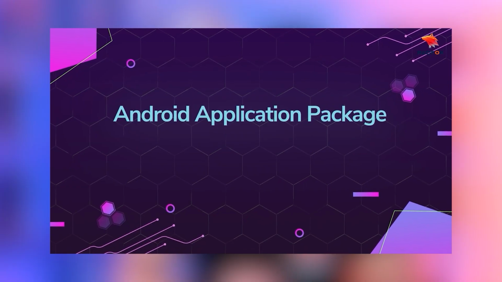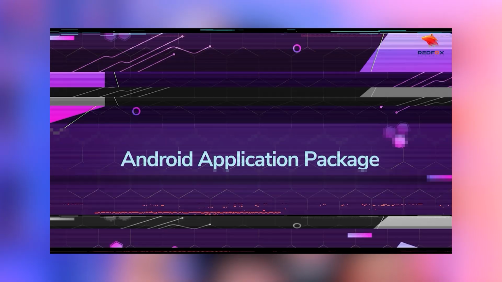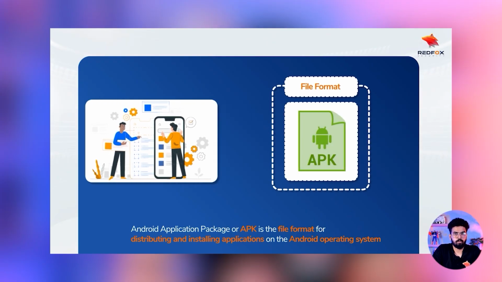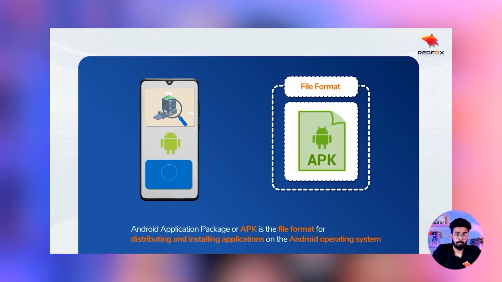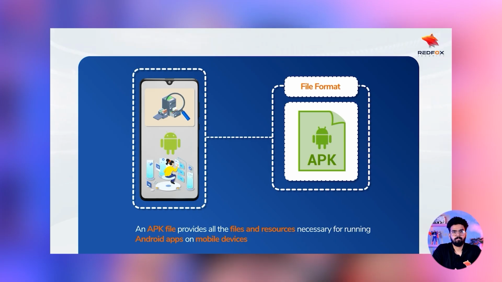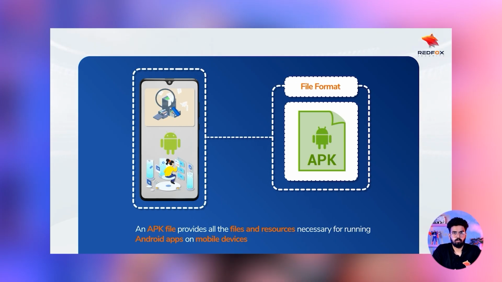Android application package. Android application package, or APK, is the file format for distributing and installing applications on the Android operating system. An APK file provides all the files and resources necessary for running an Android app on a mobile device.